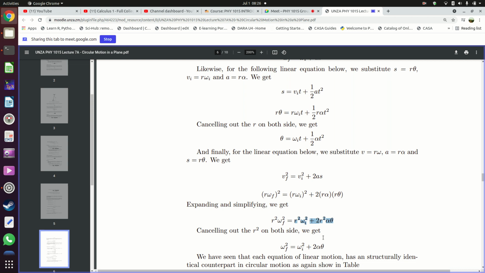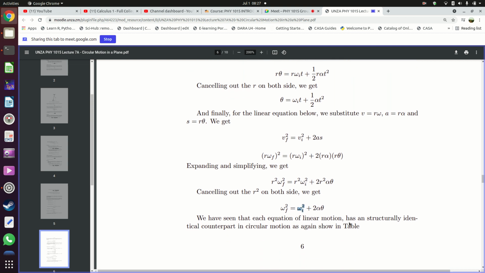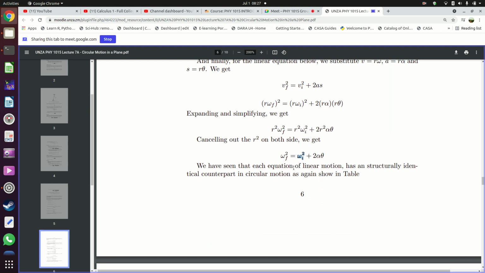When you cancel out the r squared, you end up with omega f squared equals omega i squared plus 2 alpha theta. This is what you end up with: omega f squared equals omega i squared plus 2 alpha theta. This is exactly this. Same.